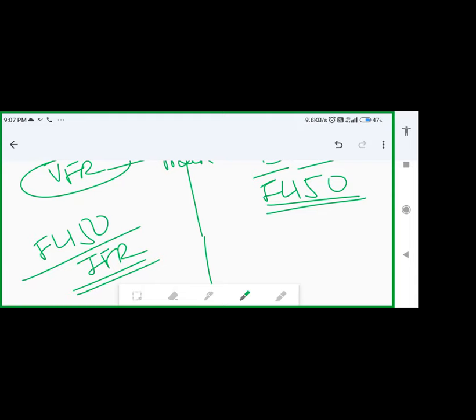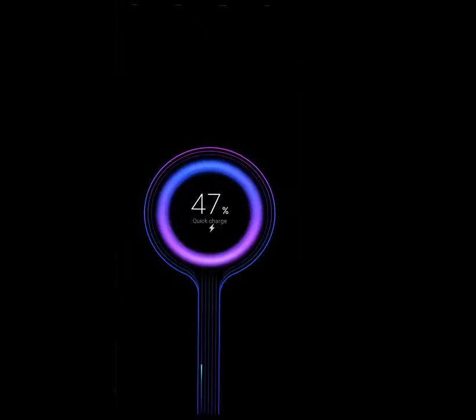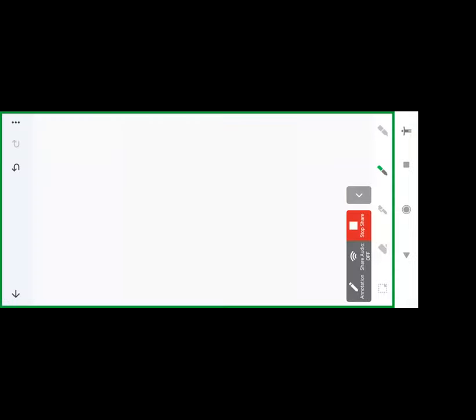Any doubt, Hemkant? Is that clear to you? What is IFR and VFR? I need not explain, right? Instrument flight rules and visual flight rules. Yeah, good one. That is it.